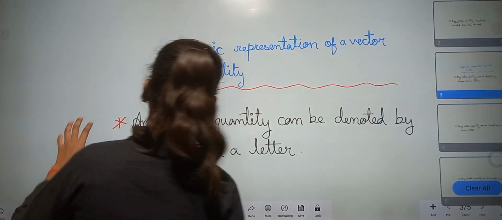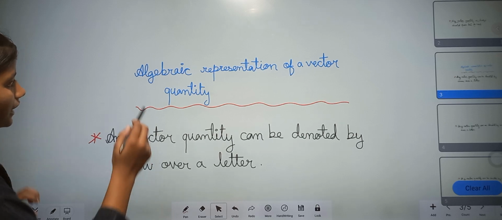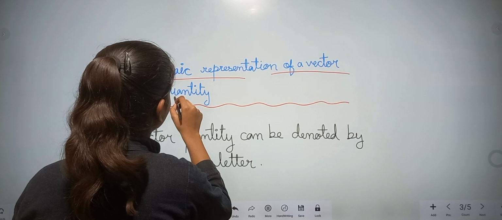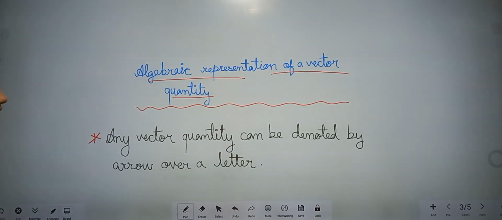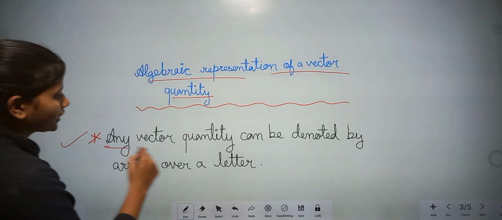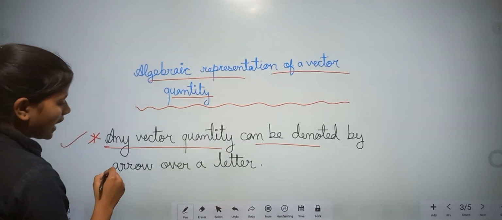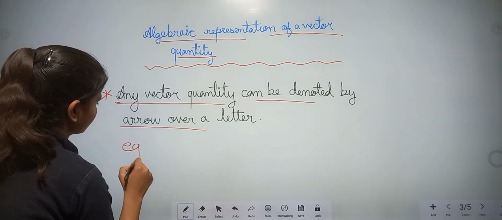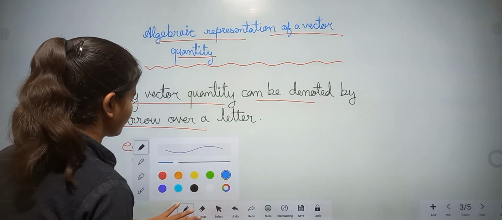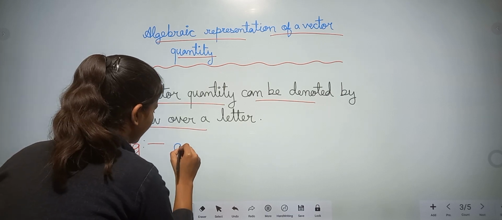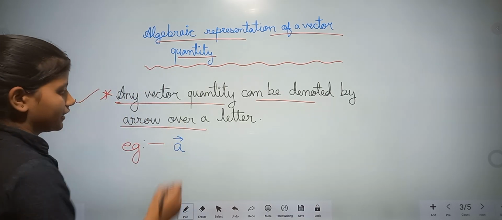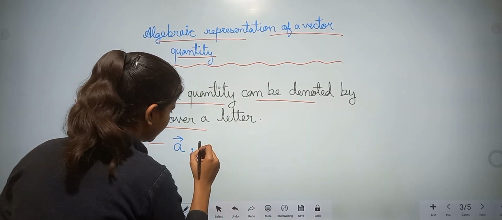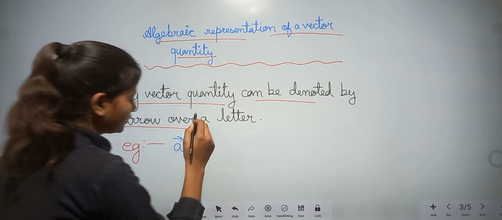Now, algebraical representation of a vector quantity. Our first point is any vector quantity can be denoted by an arrow over a letter. For example, A with an arrow over the letter. This is called a vector quantity.